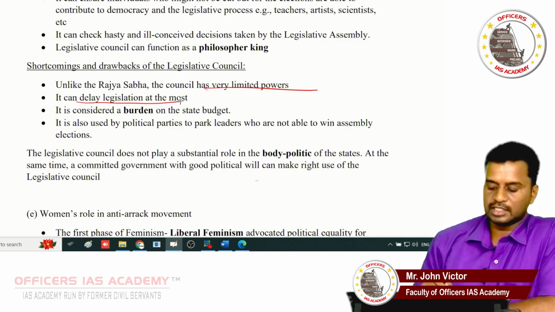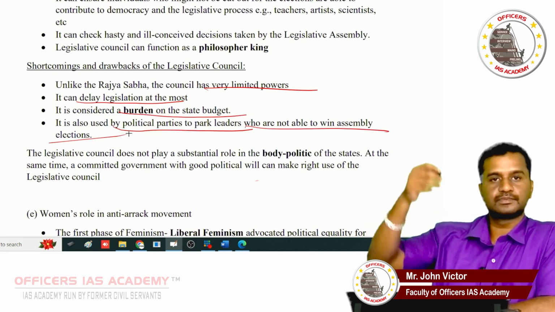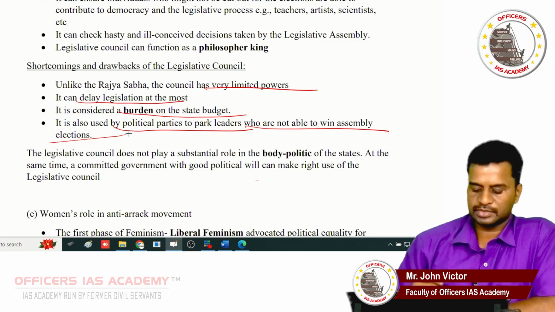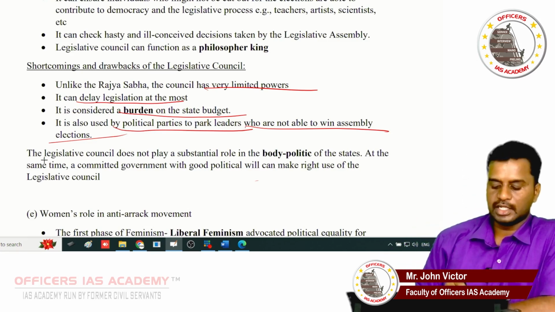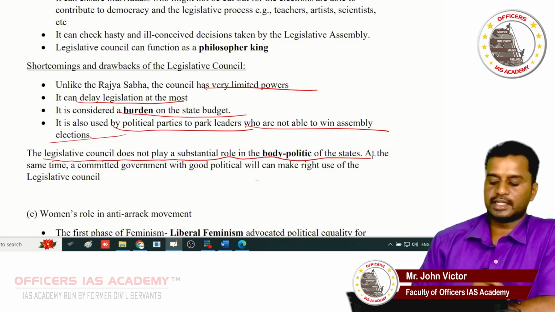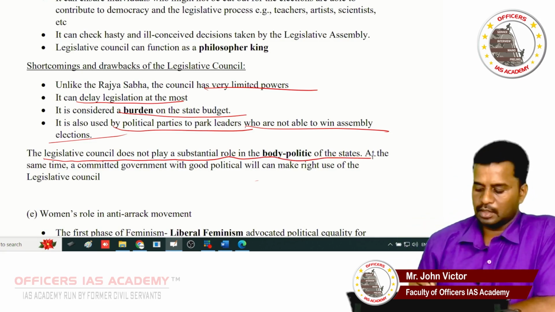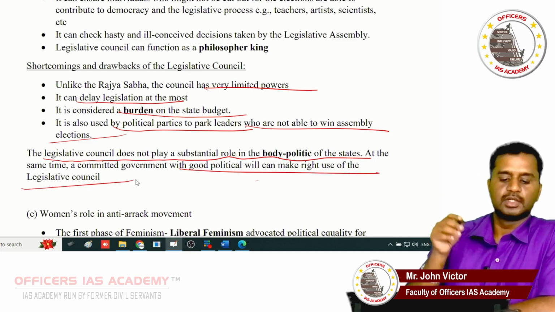It is considered a burden on the state budget. It is also used by political parties to park leaders who are not able to win assembly elections. So briefly write about the shortcomings. Ultimately, the Legislative Council does not play a substantive role in the body politic. At the same time, it can be made good use of through proper political will.